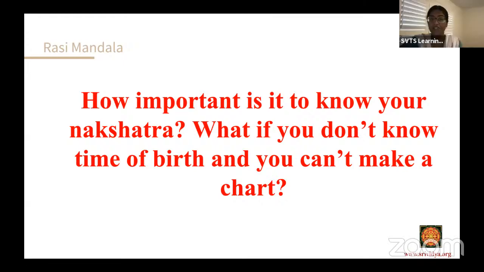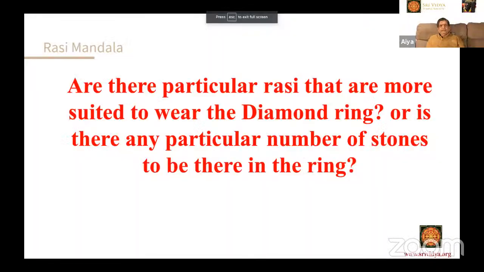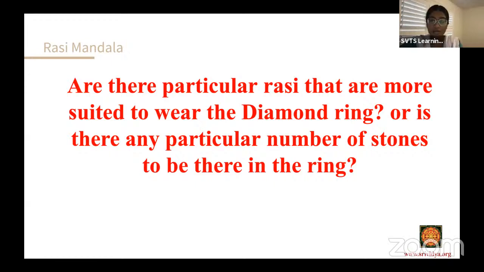Are there particular Rashis that are more suited to wear that diamond ring, or is there any particular number of stones to be there in the ring? Can you please repeat the question? Are there particular Rasi that are more suited to wear the diamond ring, or is there any particular number of stones to be there in the ring?